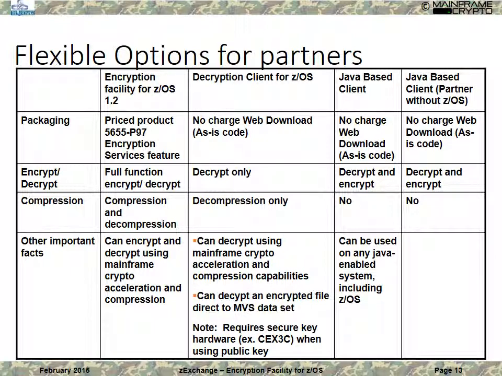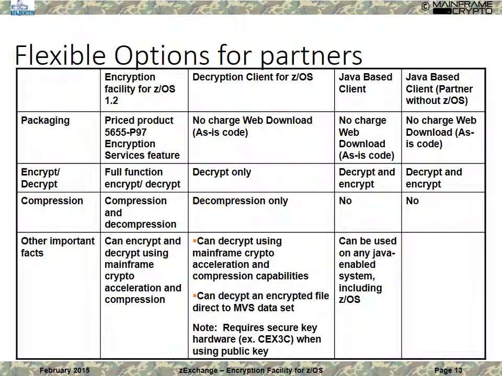So this slide is kind of comparing some of the options that you have available, specifically related to Z format and whether the partner that you're exchanging data with has the encryption facility installed or maybe wants to use one of the optional clients, the decryption client for z/OS or the Java-based client. So if both of you have System z, z/OS, and the product installed, you've got all of the capability. You can do full function encryption and decryption. You've got all the options available. You can do compression and decompression, and both of you can take full advantage of the hardware that you have installed.